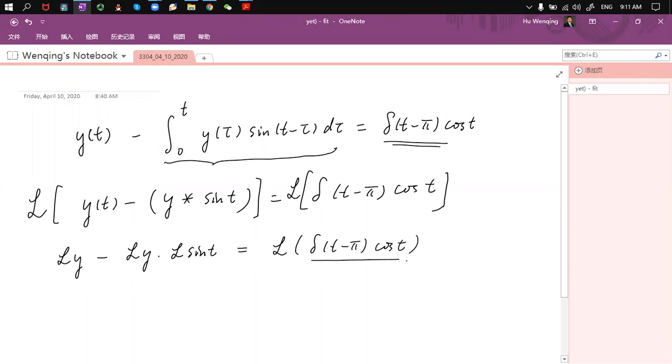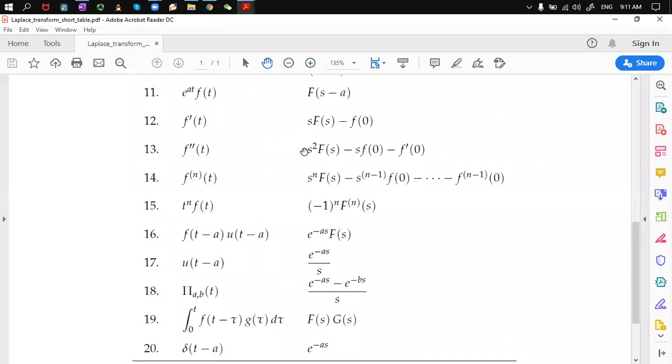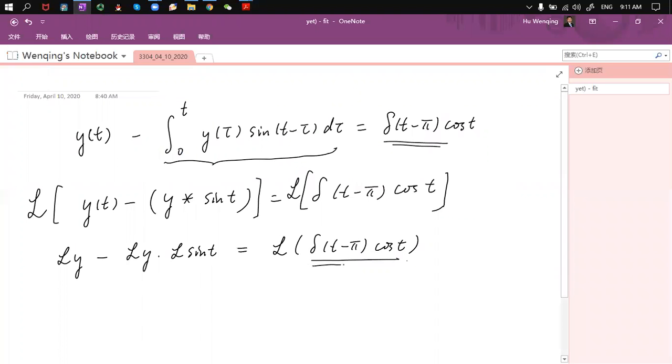So what's this transformation? If you look at the table for the Laplace transforms, does it have delta(t minus a) multiplied by f(t)? You only have the function delta(t minus a) under the transformation. This is the tricky thing about the problem: you have to really work out delta(t minus pi) multiplied by cosine t. How do you do this? Any questions? If you have any questions, let me know.